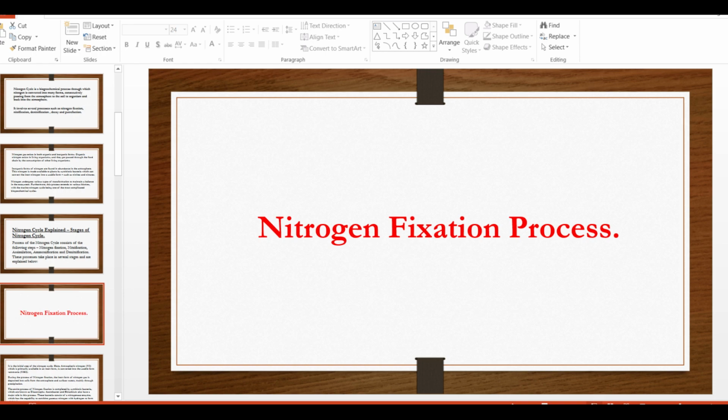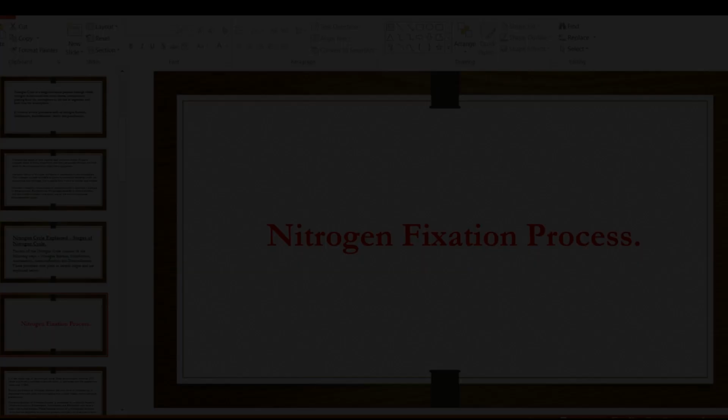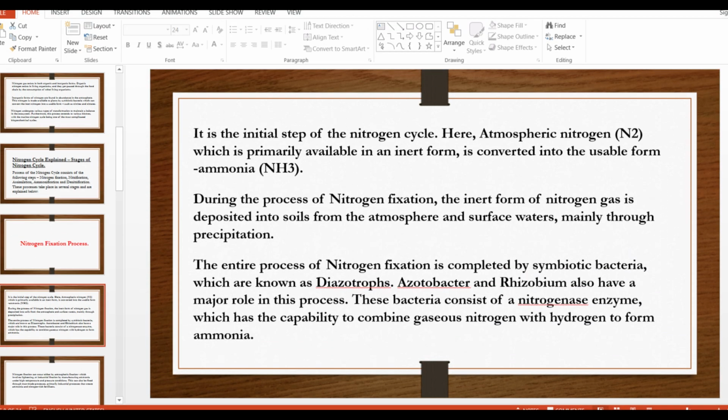Nitrogen fixation process. 1. It is the initial step of the nitrogen cycle. Here, atmospheric nitrogen, N2, which is primarily available in an inert form, is converted into the usable form ammonia, NH3. 2. During the process of nitrogen fixation, the inert form of nitrogen gas is deposited into soils from the atmosphere and surface waters, mainly through precipitation.